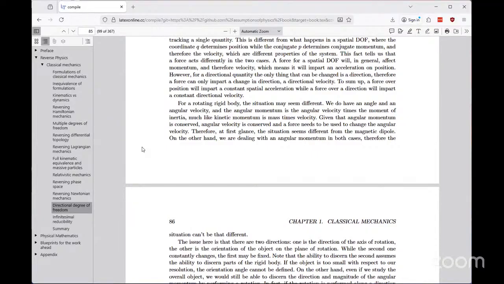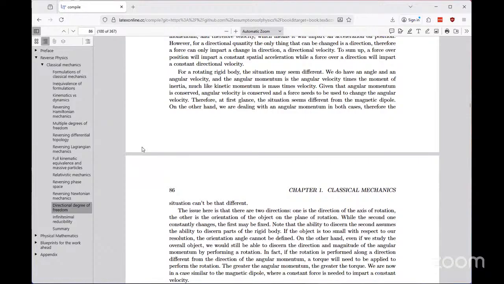For a rotating rigid body, the situation may seem different. We do have an angle and an angular velocity, and the angular momentum is the angular velocity times the moment of inertia, much like kinetic momentum is mass times velocity. Given that angular momentum is conserved, angular velocity is conserved, and a force needs to be used to change the angular velocity. Therefore, at first glance, the situation seems different from the magnetic dipole. On the other hand, we are dealing with an angular momentum in both cases. Therefore, the situation can't be that different.